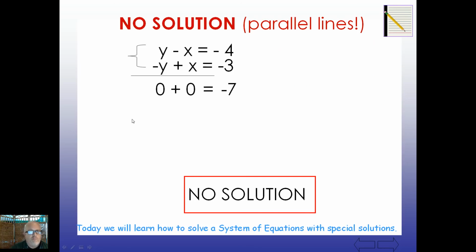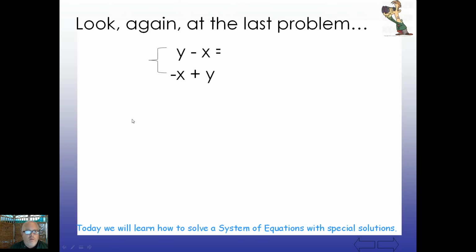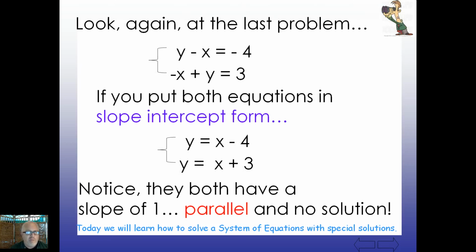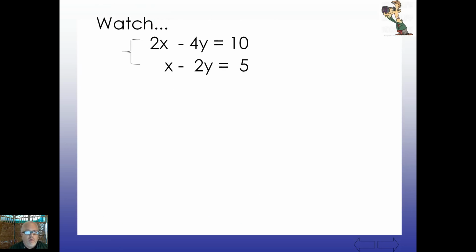Okay, good. Well, look at that. It's already set up for us. Notice they both have a slope of 1, and so they're parallel, and there's no solution. Okay, let's take a look at this one.